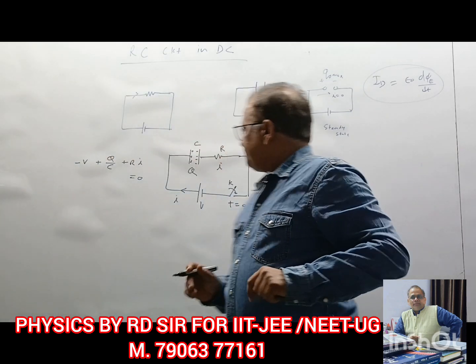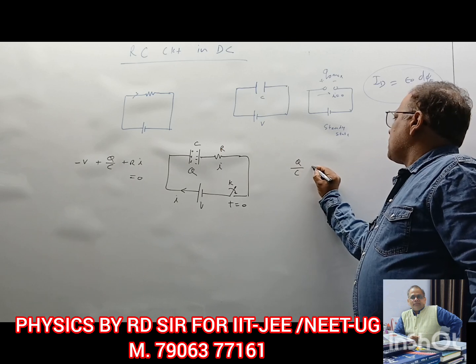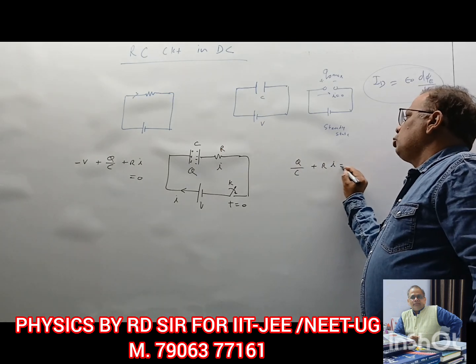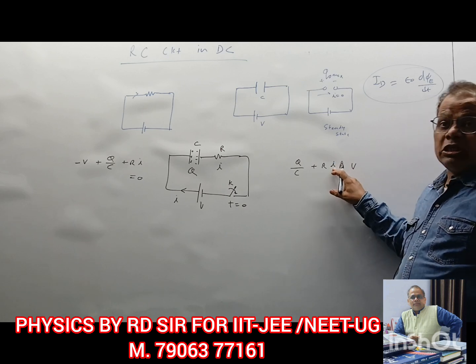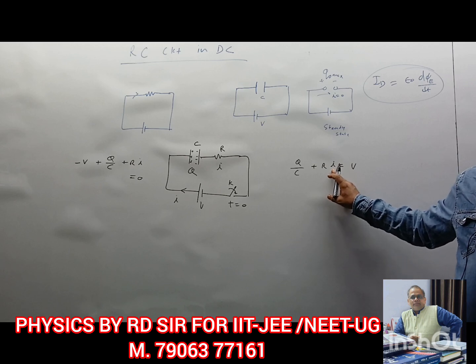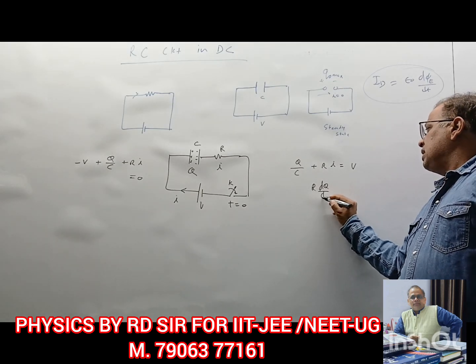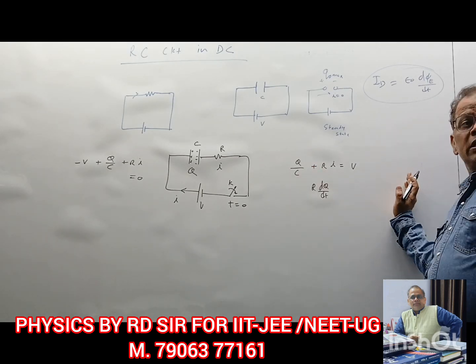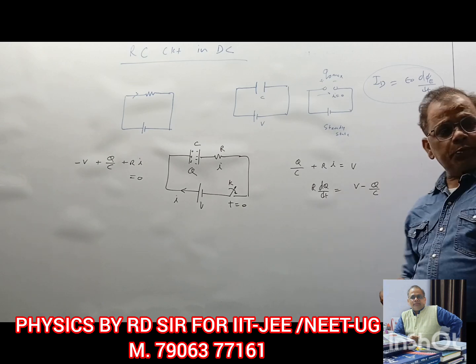Now, further simplifying this expression, we can write Q by C plus RI is equal to V, and we can write I as dq by dt, since the flow of charge with respect to time is current. So we write R dq by dt, and taking Q by C to that side, it is V minus Q by C. Are you getting my point?